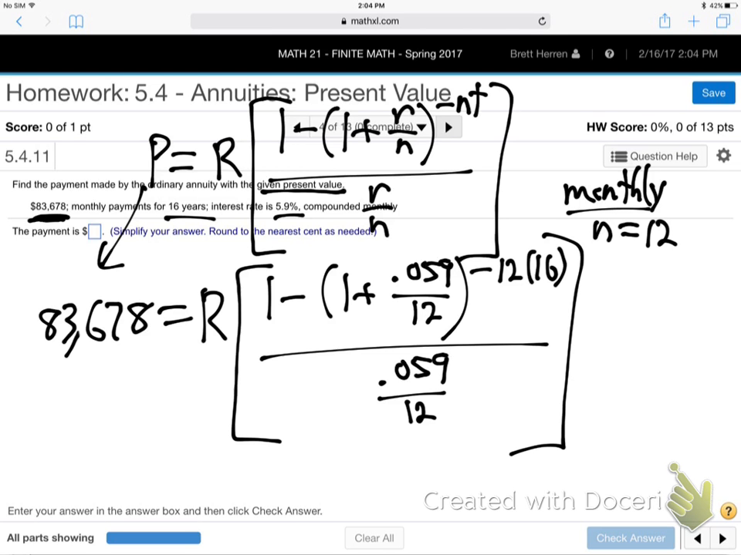Anybody else getting that 674.42? Nobody yet? I got 674.40. 2 cents difference. Anybody getting that?